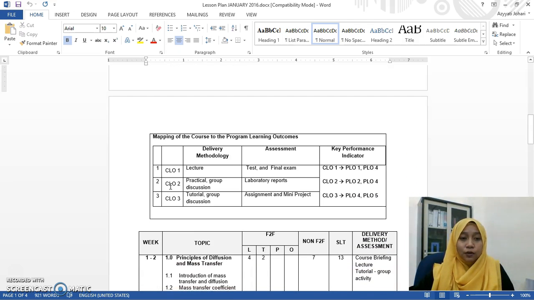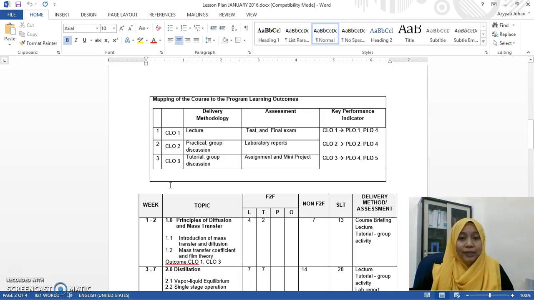Let us move on to CLO, PLO mapping. So what is CLO and PLO? CLO is actually course learning outcome. And what is PLO? PLO is program learning outcome. CLO must be mapped accordingly to PLO. So as you see over here, CLO1 is lecture. Okay, CLO2 is practical or group discussion. CLO3 tutorial or group discussion.